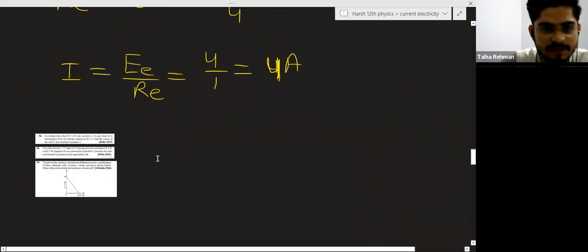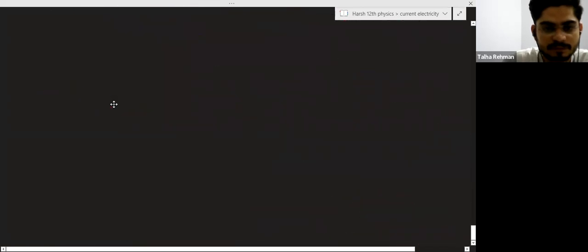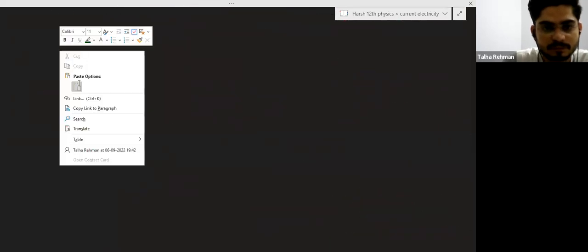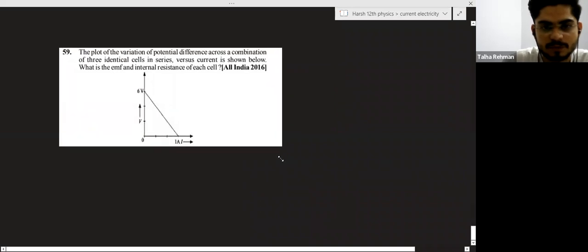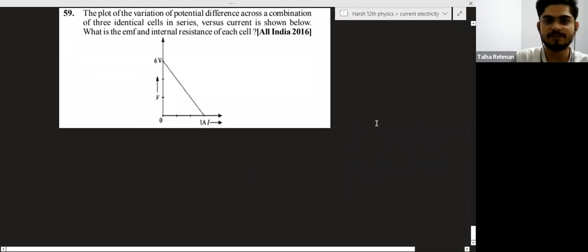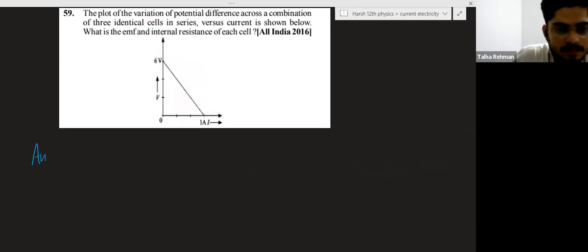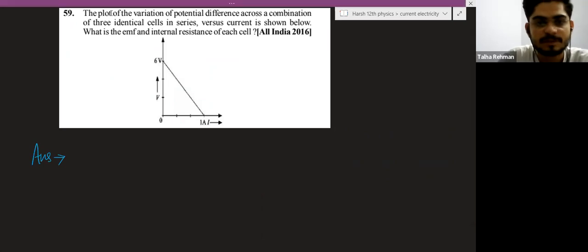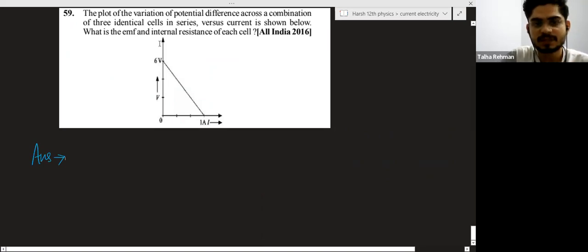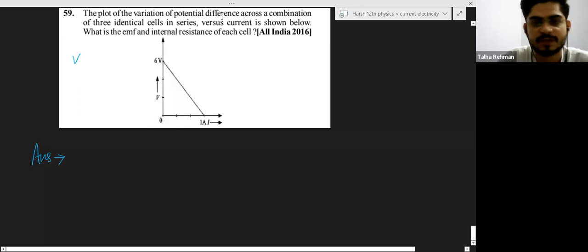So the next question is a very good question, I will say, and I am taking this question. Now see this question. This question was asked in 2016, and I will say this question is a good question. For solving this question, the plot, that is, this graph is given, the plot of variation of potential difference. Potential difference means V.